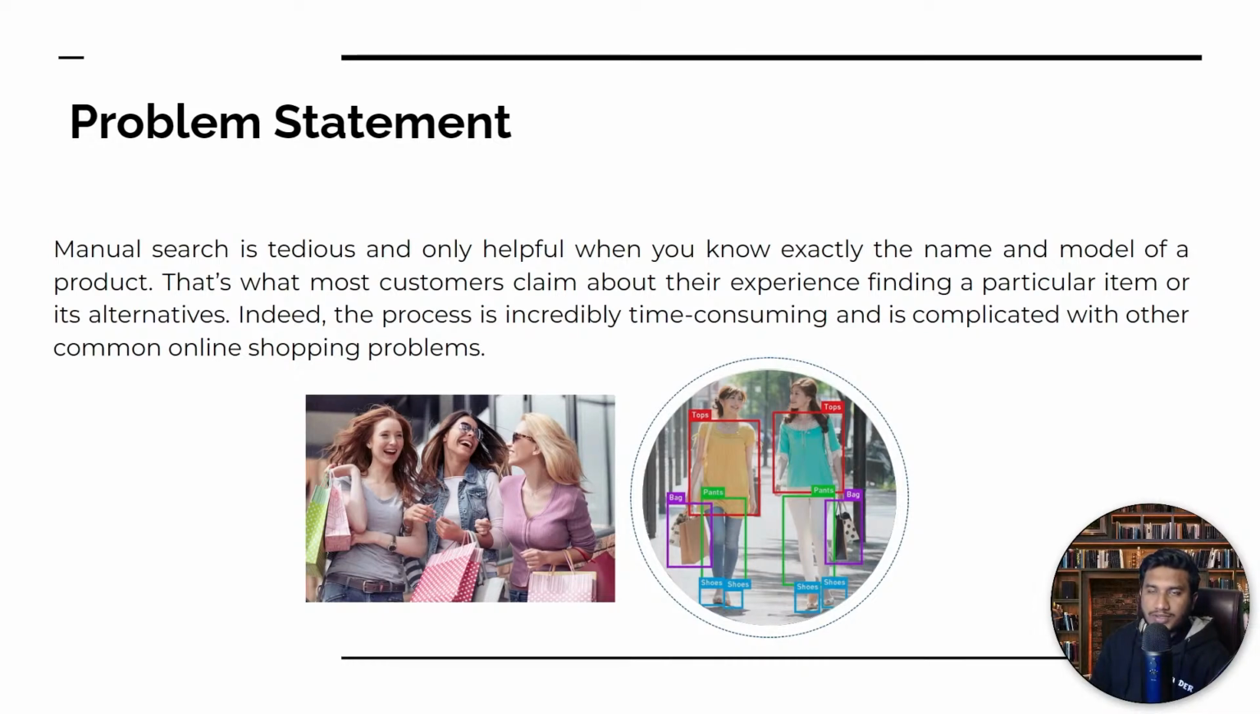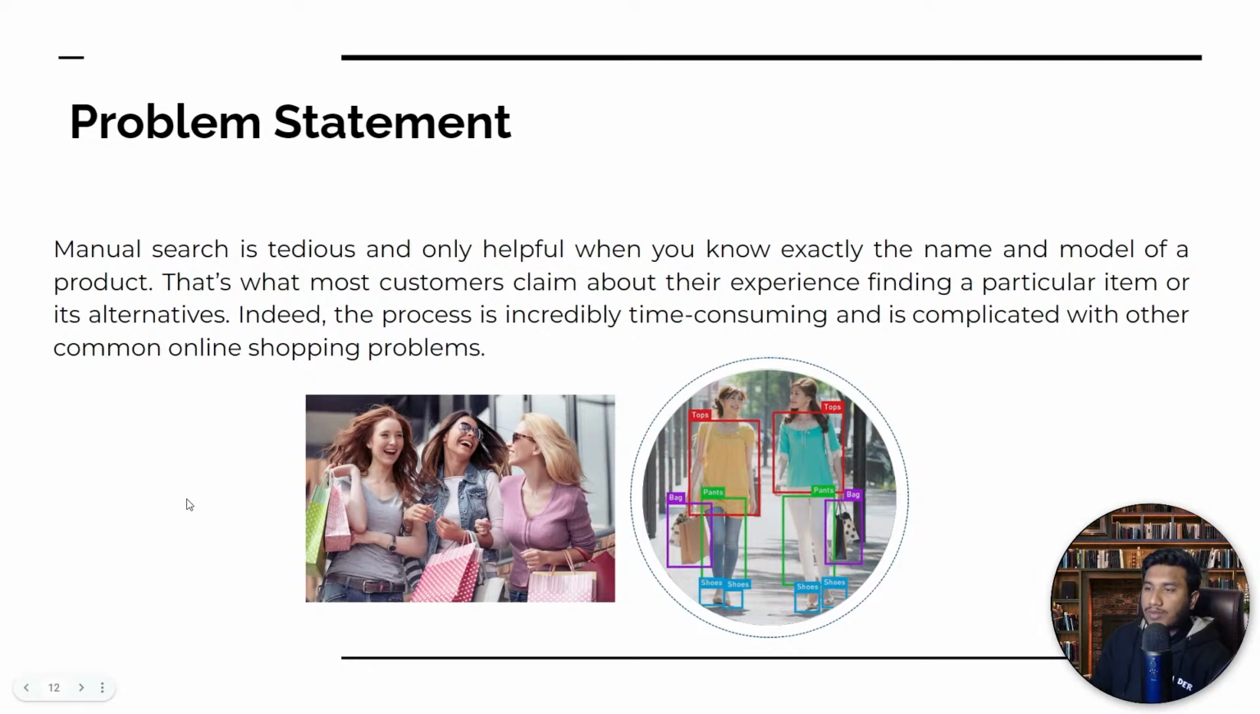In this video, let's discuss the problem statement we're going to solve. Basically, manual search is tedious and only helpful when you know exactly the name of the model of a product, or the name of the cloth, or various clothing accessories. That's why most customers complain about their experience finding a particular item or an alternative.